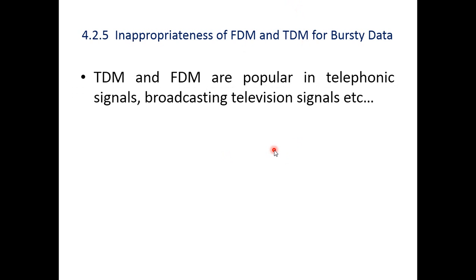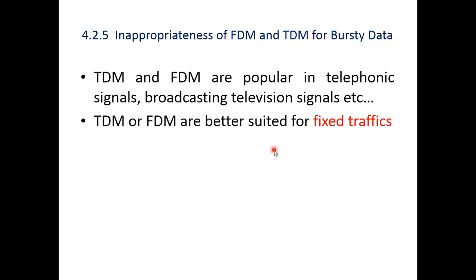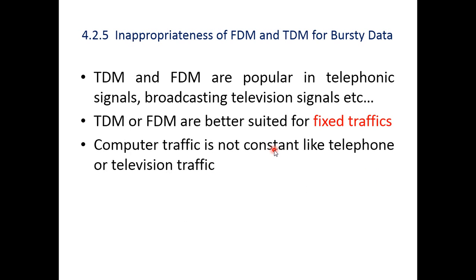Something we should know: FDM and TDM, as we have seen in the previous video lecture, are popular in telephone signaling, broadcasting, television signaling or radio signaling, because they are helpful when the data flow is constant. That means when we turn on the television, its traffic is constant until we close our television or turn off our radio. So FDM or TDM are better suited for fixed traffic where the traffic is constant. But computer traffic is not constant like telephone or television traffic.